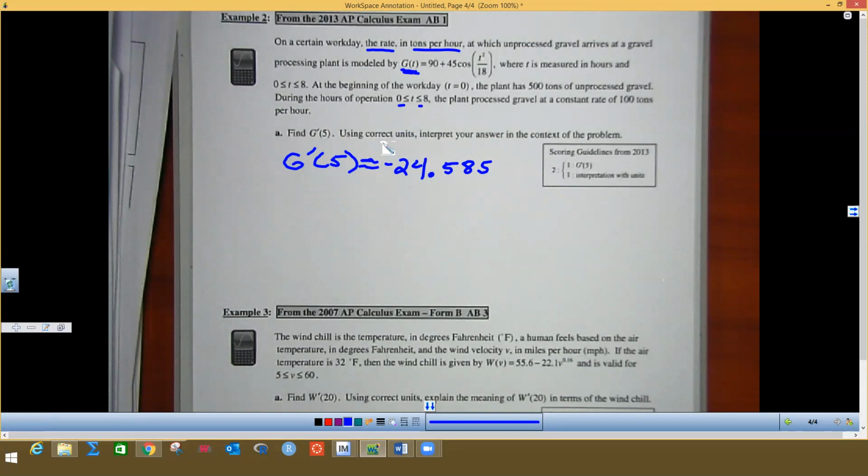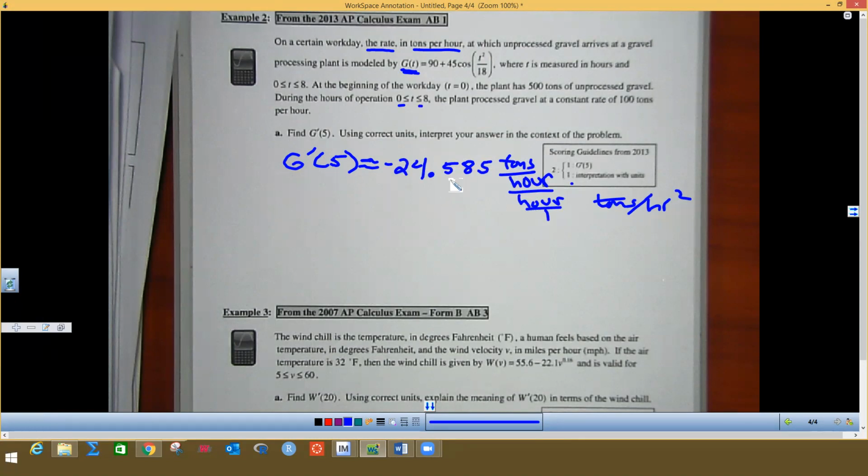Now, if G of t is already tons per hour, so this is tons per hour. That is the y value, and then over the x value. Well, the x value is hours, so we can write it like that. So this is negative 24.585 tons per hour, which you can also write as tons per hour squared. You can write it like that because this is over 1, and you flip that upside down, and that's where the hour squared comes from.